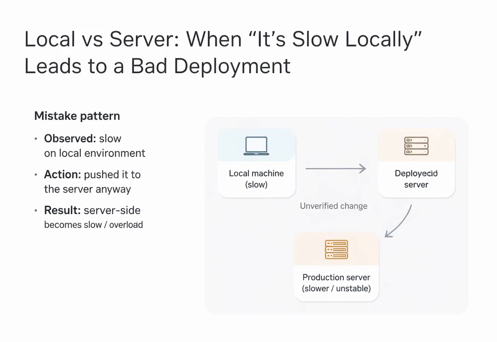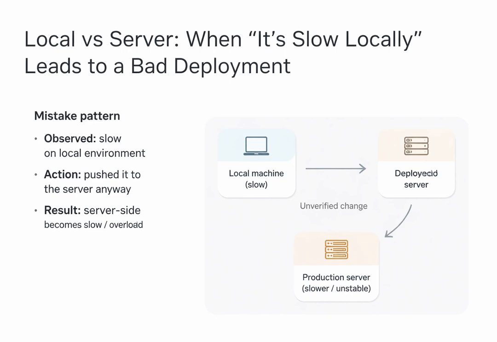Another important detail is the reasoning. Someone thought it's slow locally and then still placed it on the server. That's a risky move. If something is slow in a local environment, it usually means there's an inefficiency, like heavy JavaScript, unoptimized queries, large assets, or repeated requests. Deploying that without isolating the cause can amplify the issue in production, where real users and real traffic multiply the load. So this slide is highlighting a classic mistake pattern, treating deployment as a test, instead of validating performance before pushing changes.